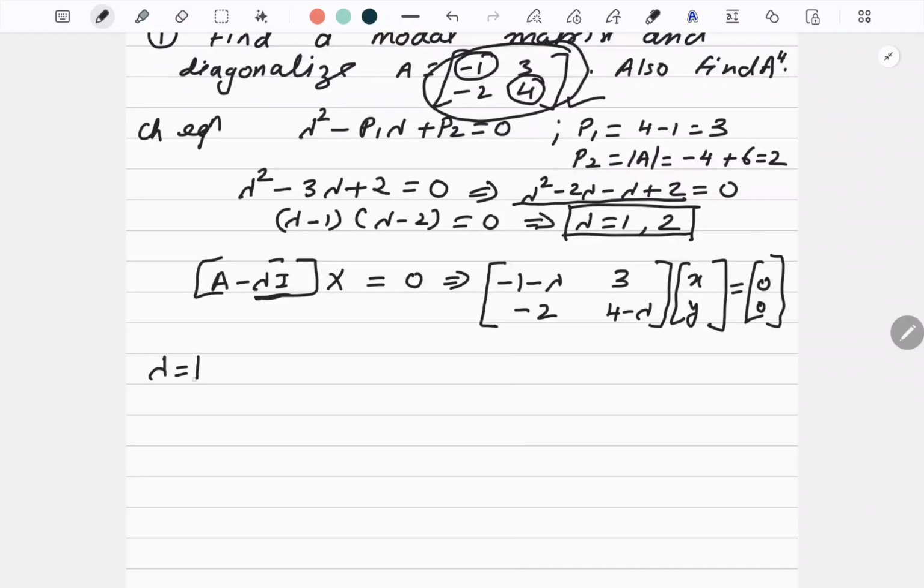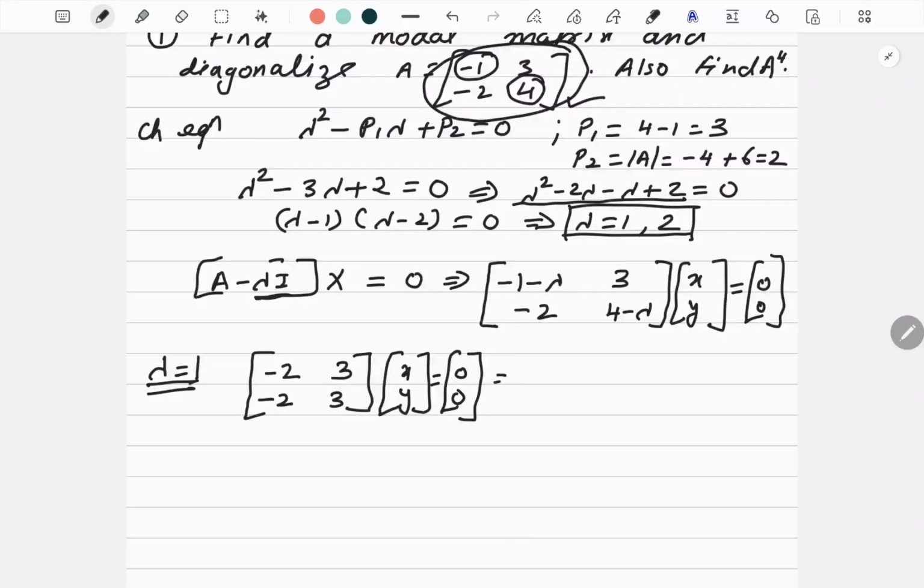So now for lambda equal to 1, in place of lambda I will put 1. So what will I get here? Minus 1 will become minus 2, 3, minus 2, 4 minus 1 is 3. So this gives me xy is equal to 0, 0. This implies minus 2x plus 3y is equal to 0, so 2x is equal to 3y.